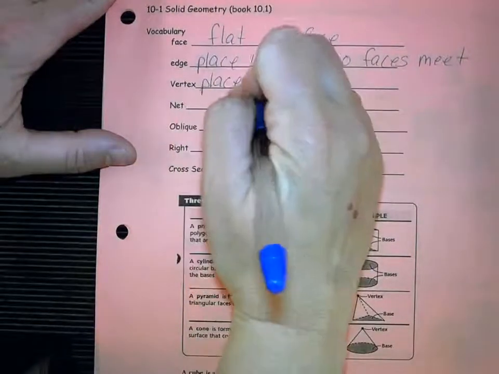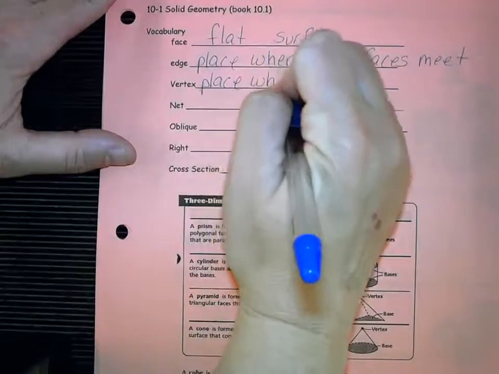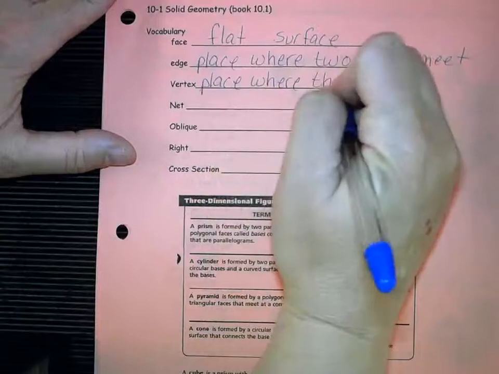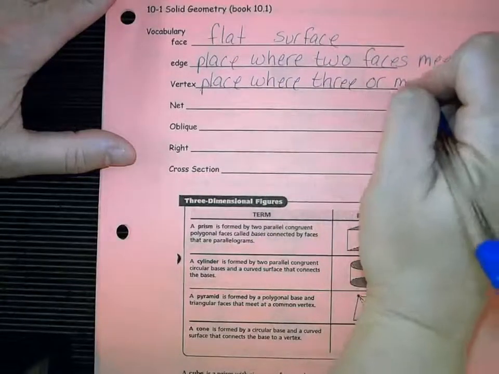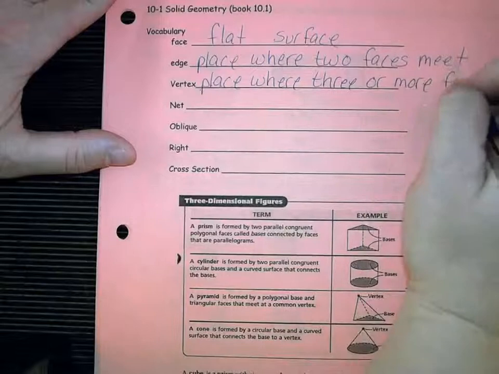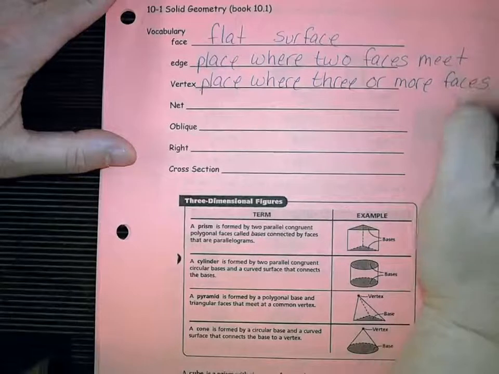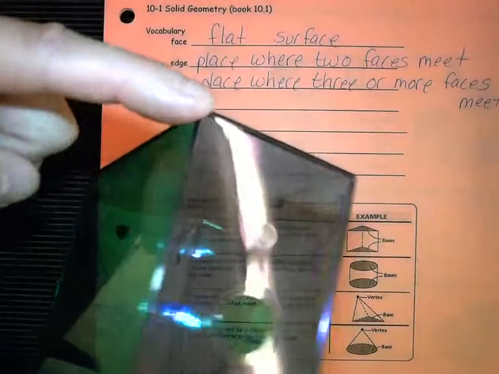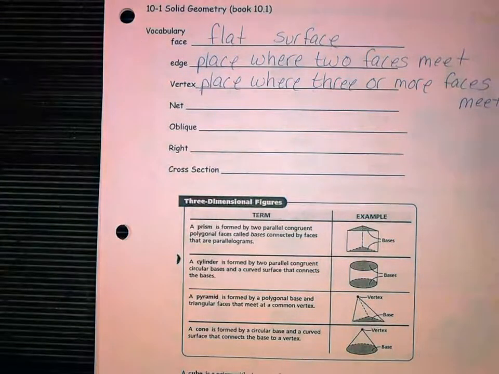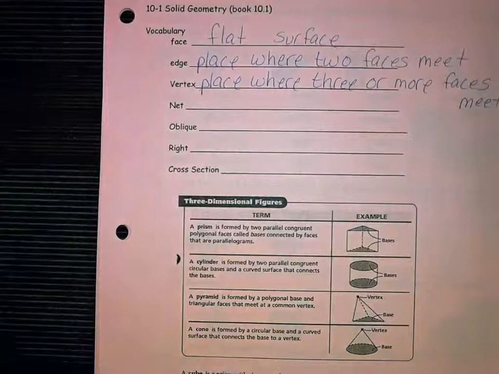The vertex is a place where three or more faces meet. And a vertex is one of the pointy places. Like right here is a vertex, right here, right here. Each of those are your vertex.